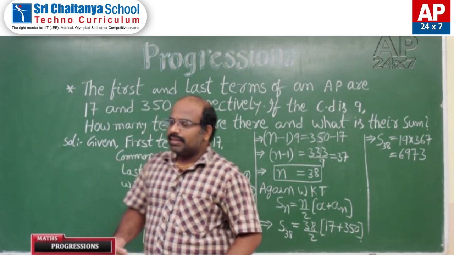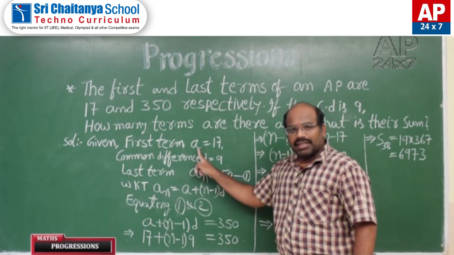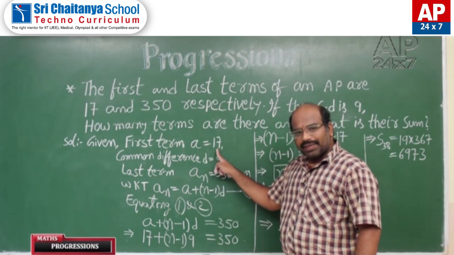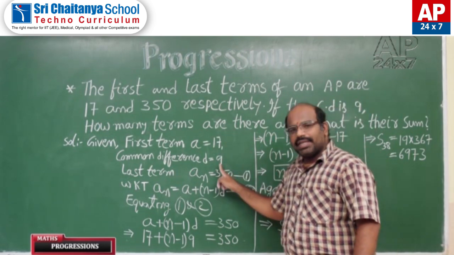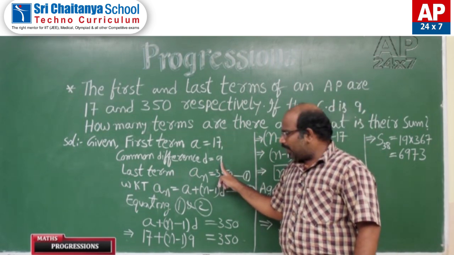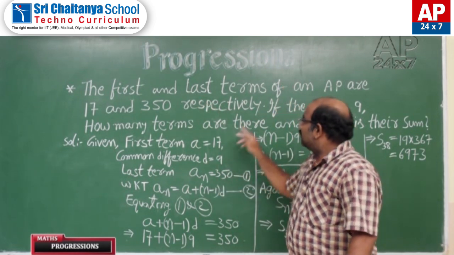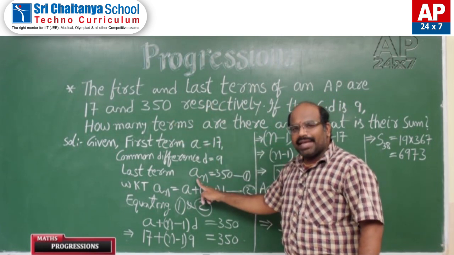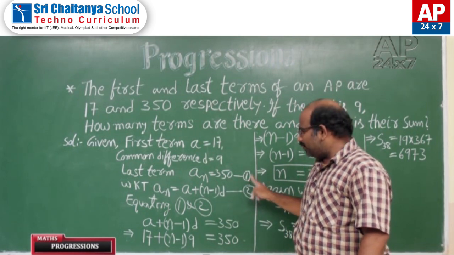First of all, let us try to identify the terms which are given in the problem. See here, the first term is given. First term we generally assume as a, that means a is equal to 17. Common difference is also given. Common difference d is equal to 9. And the last term is also given. What is the last term? It is 350. Generally, we assume the last term as an. An is equal to 350. Call this equation 1.